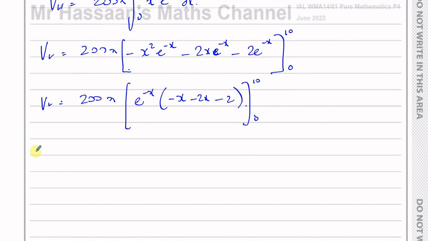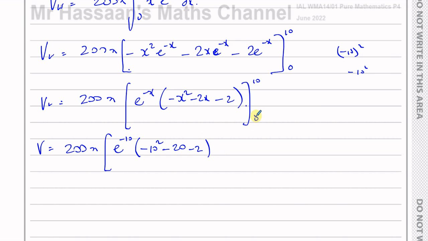So now that will give me V equals 200 pi times e to the power of negative 10 times minus 10 squared, minus 2 times 10, which is minus 20, minus 2. I forgot to write the x squared, so that's negative 10 squared. That doesn't mean negative 10 all squared. The minus is not part of the square, so the 10 is squared and it still remains a minus. You have to be careful about that.